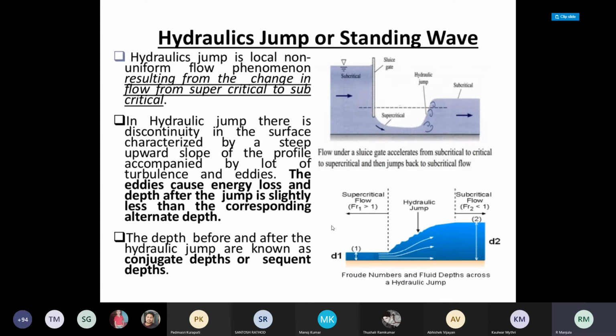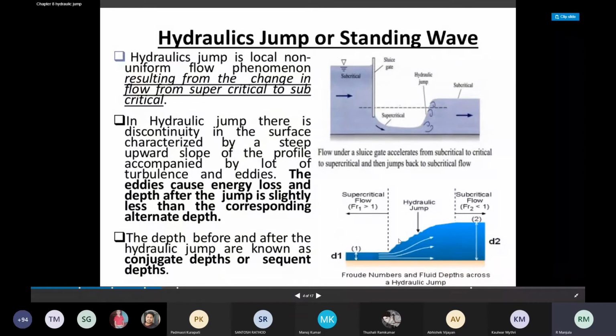And the hydraulic jump is also called a standing wave. You can see the wave like this. This is also called a standing wave. So we can define the hydraulic jump as a local non-uniform flow phenomenon, which results from the change in flow from supercritical to subcritical. So when the flow changes from supercritical flow to subcritical flow, then you have the formation of hydraulic jump.